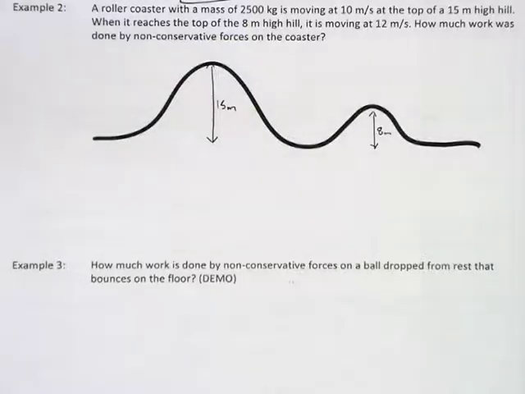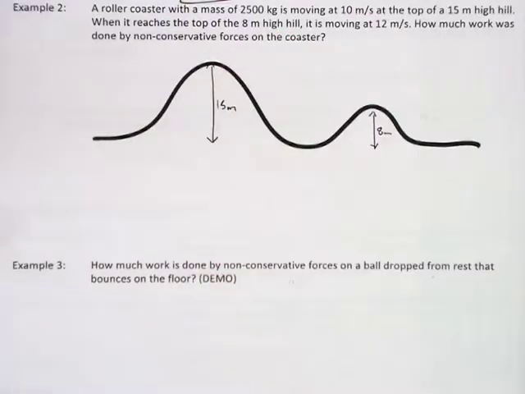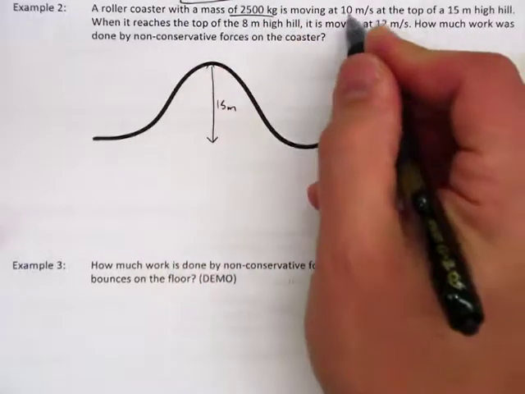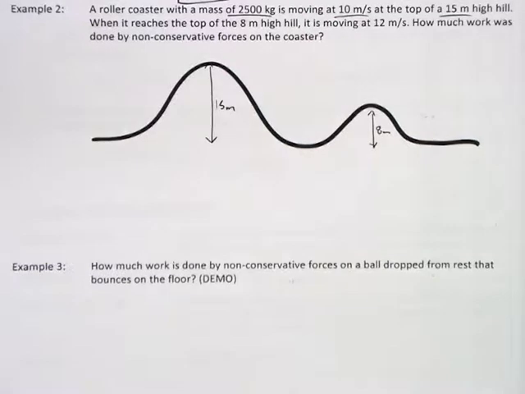All right, in this video, let's look at a slightly more complicated example of applying the DEWNC to a system where the mechanical energy changes. So I have a roller coaster. It has a mass of 2,500 kilograms, moving at a speed of 10 meters per second with an initial height on the first hill of 15 meters.